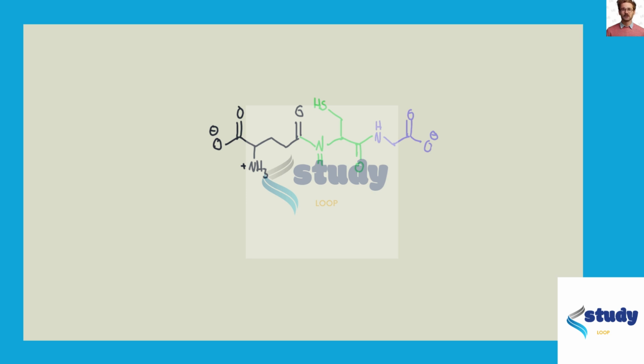Well, what are the three amino acid constituents of glutathione? As we said, we have glutamate. We have cysteine. And we have glycine. But what is so unusual about glutathione?